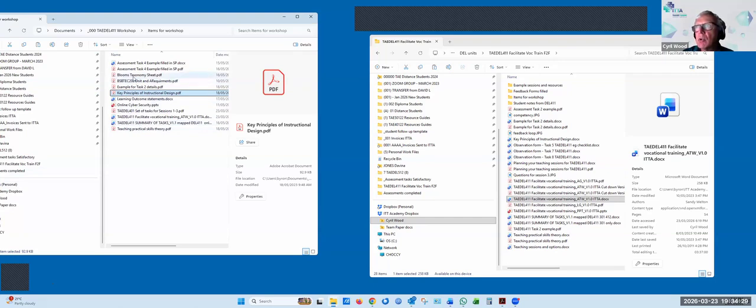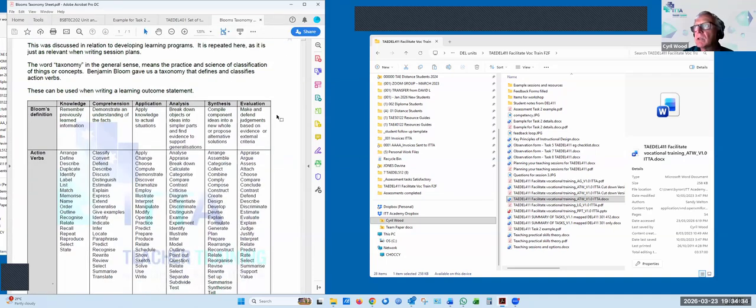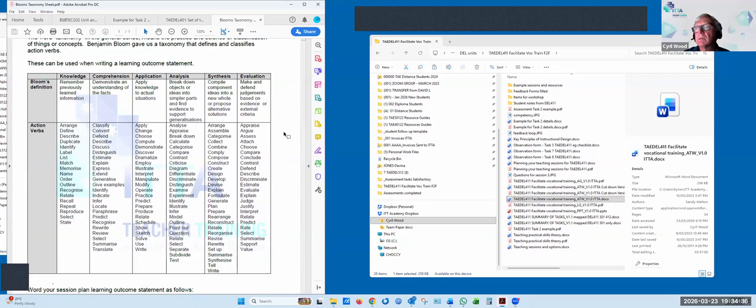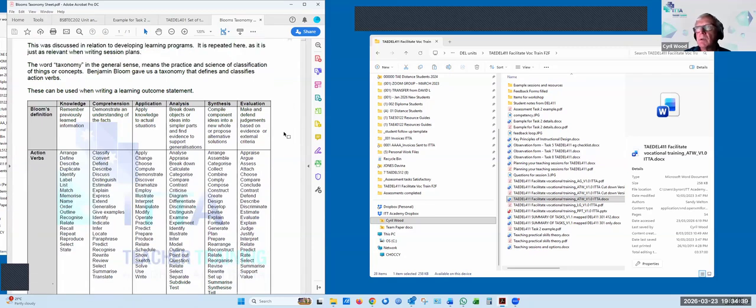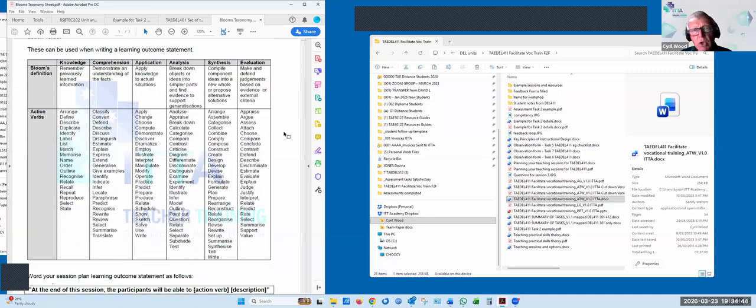The other thing I was going to show you was Bloom's taxonomy. Now, can you see this one? Can you see that slide? Yes, we can. Bloom's taxonomy, action verbs. Now, the reason I'm showing you this is that it relates to your learning outcomes, the statements that you make for your different sections. And later on, when you do other units in this course, where you have to create learning outcomes, this may come in handy.